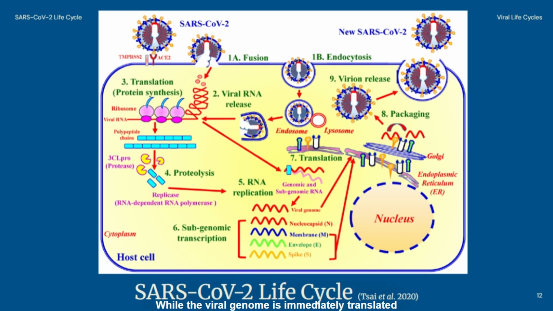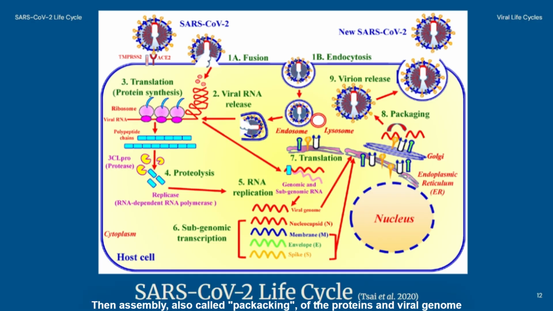While the viral genome is immediately translated and becomes the replication transcription complex, the structural genome, or subgenome, must be transcribed from the original viral genome template. This is accomplished by skipping or frame shifting on the viral RNA template. After the subgenome has been transcribed, these transcripts are translated and processed in the endoplasmic reticulum in step 7.